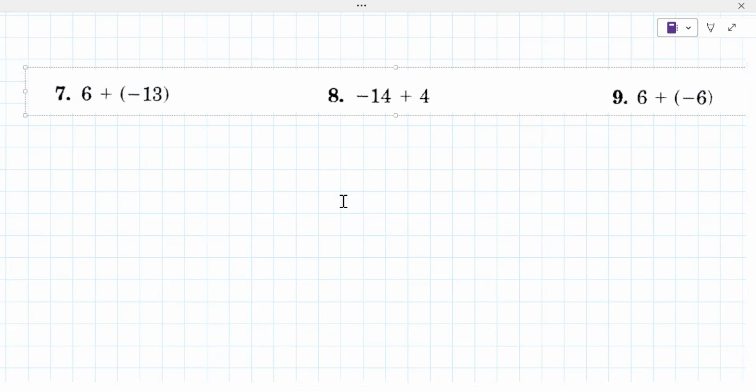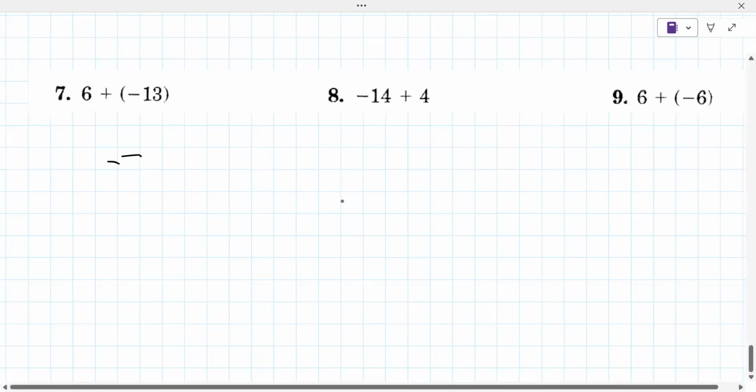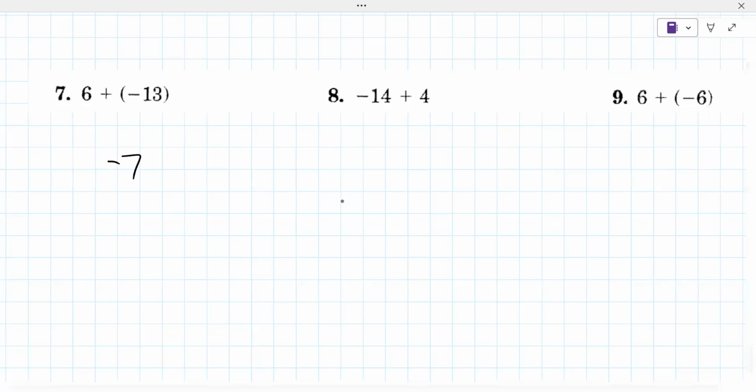6 plus -13. That should be -7. -14 plus 4 should be negative. Not the same sign. That's bigger. Subtract. So it should be -10, I think.